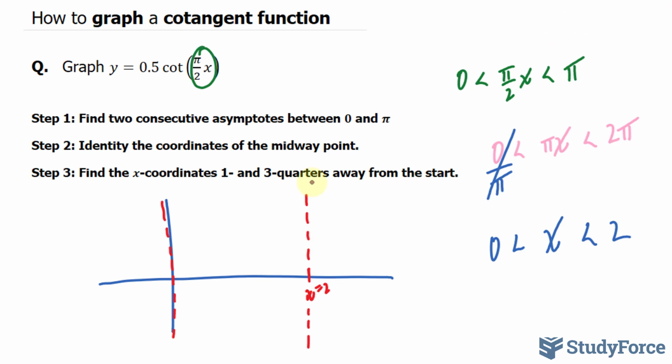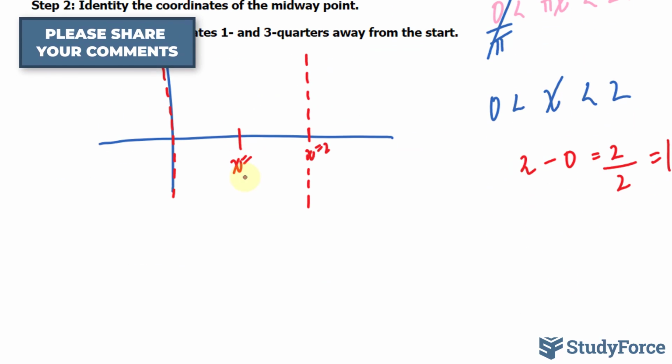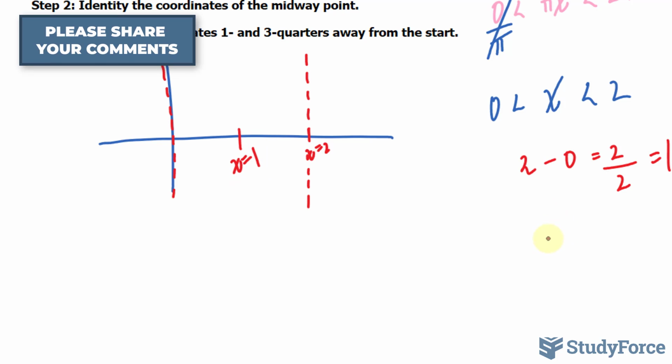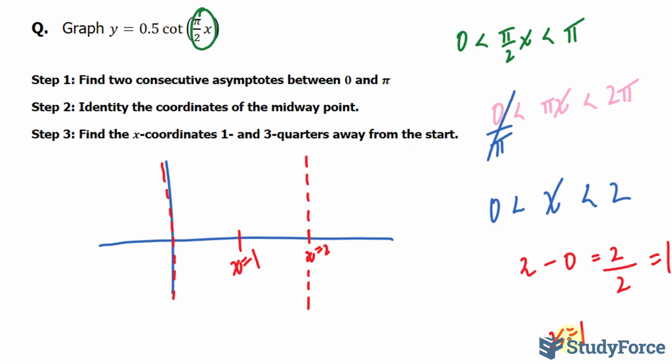In step number 2, we have to identify the coordinates of the midway point. That's easy. You take 2 and subtract 0, and divide by 2. 2 minus 0 is equal to 2, divided by 2, it's 1. So we have a midway point where its x-coordinate is equal to 1, and to find the y-coordinate, we substitute this back into our function.